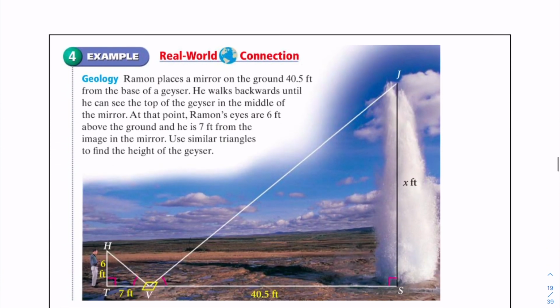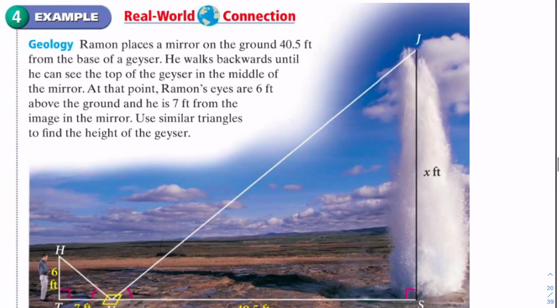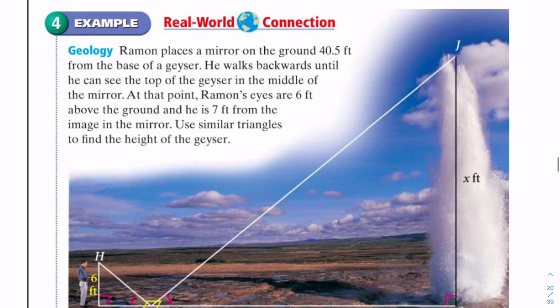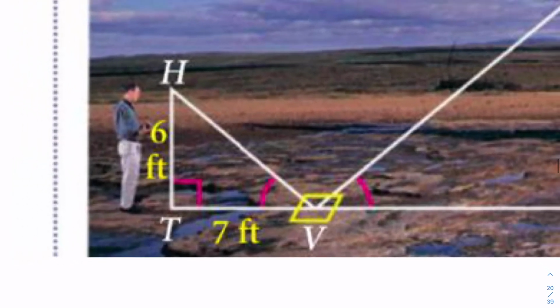All right, the next one. Here we have a geyser, and it says Raymond places a mirror on the ground 40.5 feet from the base of a geyser. He walks backwards until he can see the top of the geyser in the middle of the mirror. At that point, Raymond's eyes are 6 feet above the ground, and he is 7 feet from the image in the mirror. Use similar triangles to find how high the geyser is, and well, let's take a look.